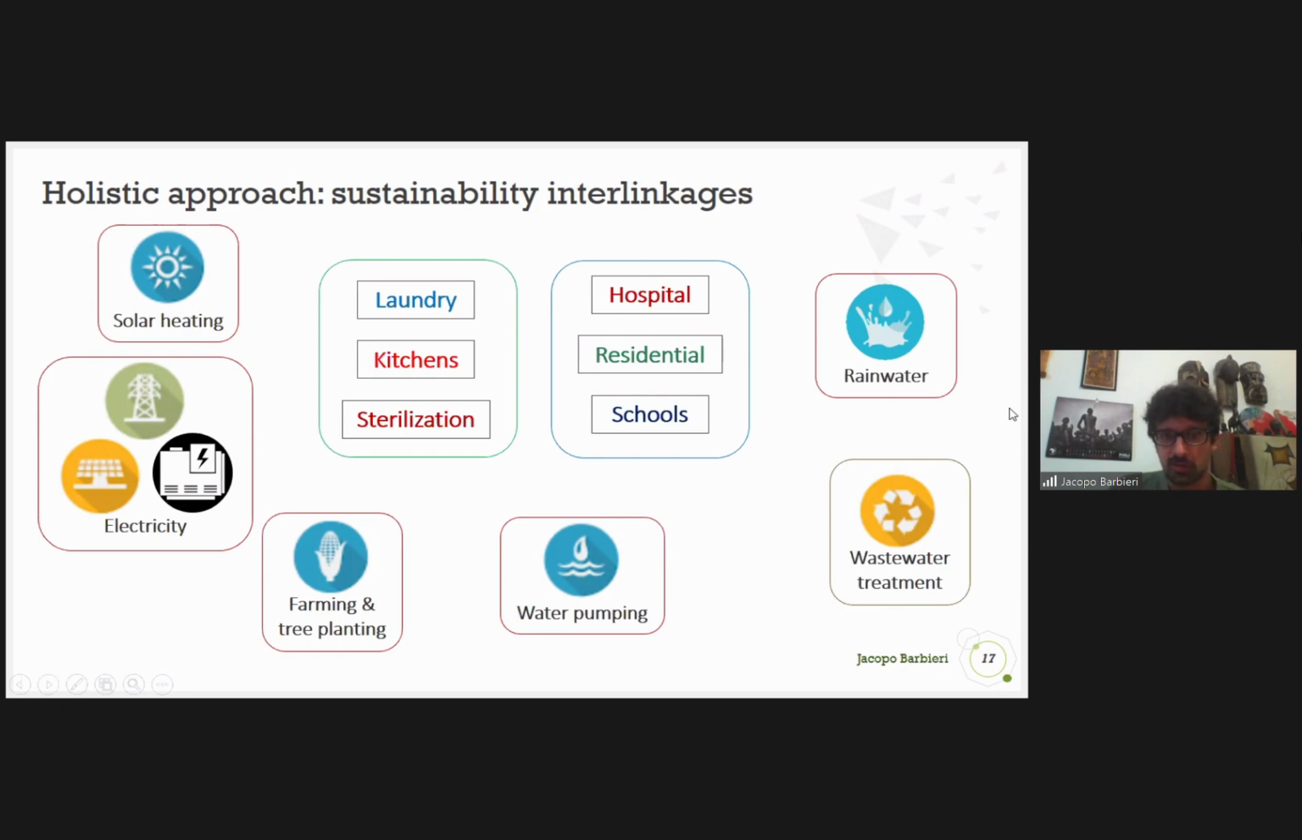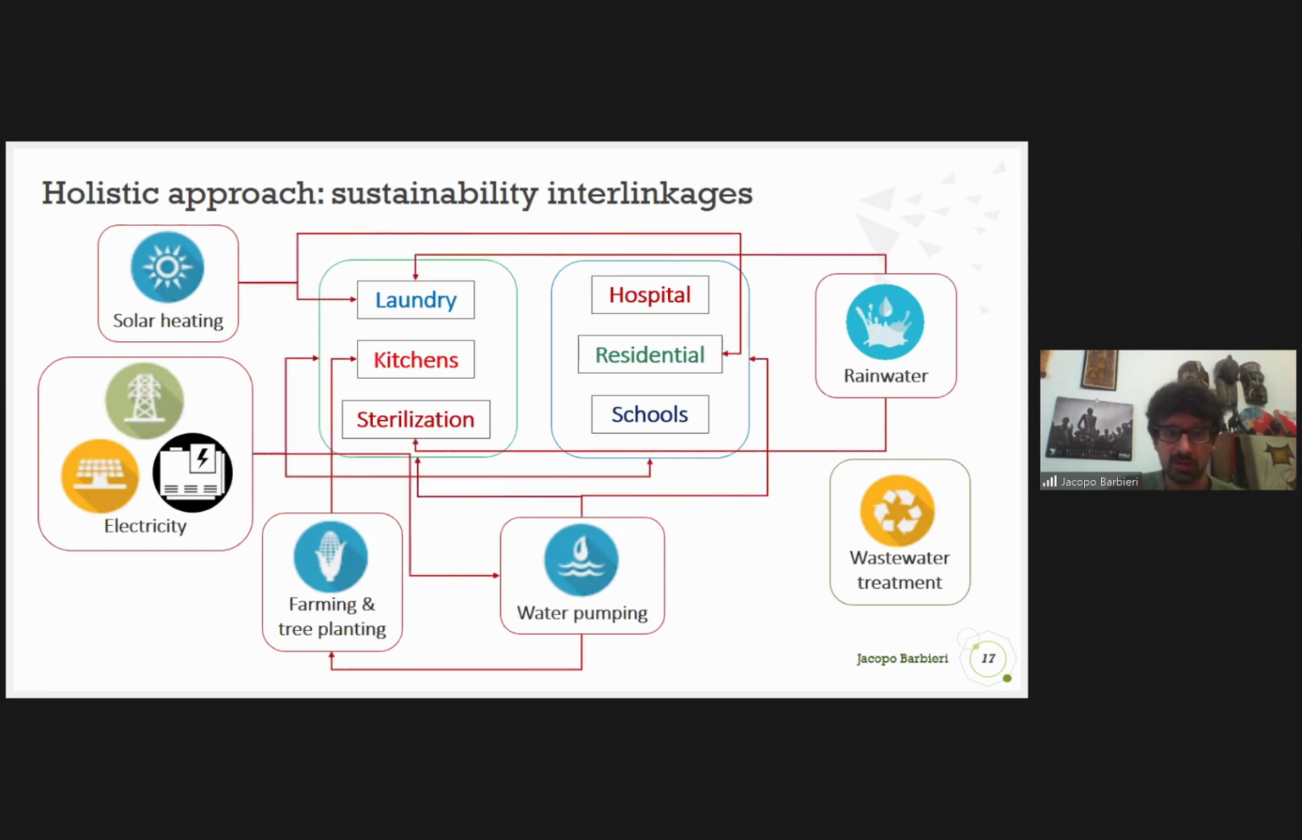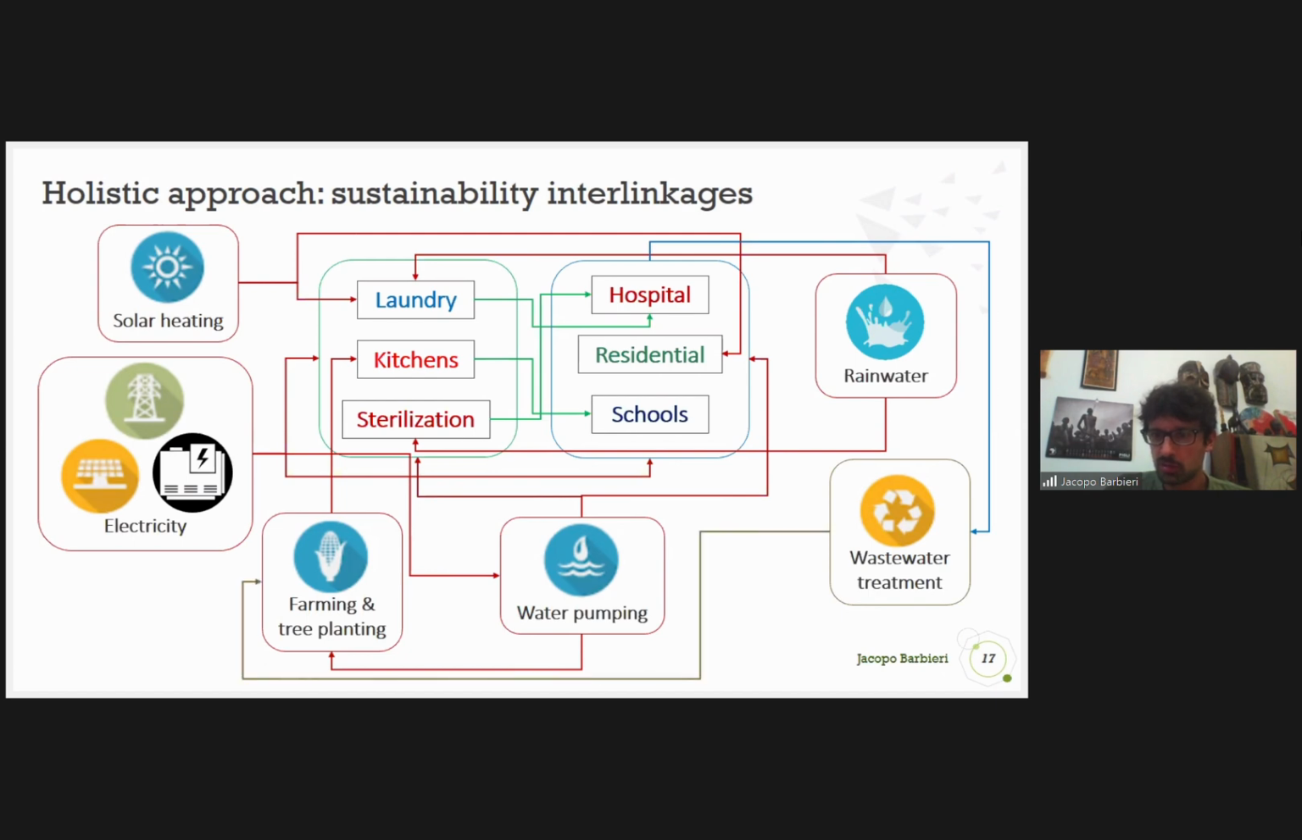To understand sustainability, it is important to study the interactions that happen among these elements. So, of course, energy, in particular electricity, is needed for all the services and all the areas. But solar heating for heating the water is mainly needed only for laundry and the residential areas. We can see rainwater is mainly used for laundry and sterilization and so on. Then there are also interactions between services and areas. So the laundry is a service that is particularly serving the hospital, while the kitchens, for example, most of them are for the school. And then there are more complex interactions between the different groups.